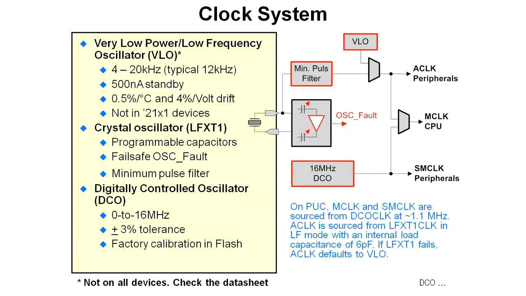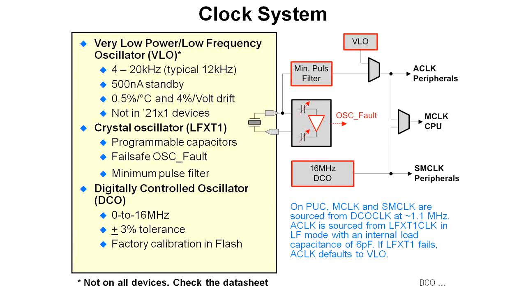So, what are the capabilities of each of those different clocks? The very low power, very low frequency oscillator, the VLO, goes from 4 to 20 kilohertz, typically in the 12 kilohertz range, 500 nanoamp standby current, 0.5% per degree C, and 4% per volt drift. Those are not in the 21X1 devices. The crystal oscillator has programmable capacitors built into it. It's also fail-safe. Should the crystal break, the oscillator will fault, and you'll switch over to another running device on the part.